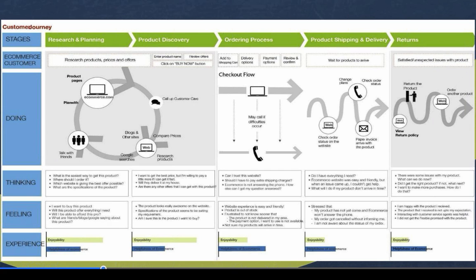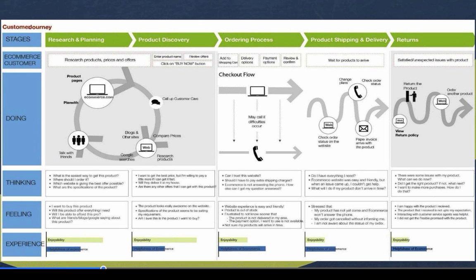Right, so this is a great example of a thorough customer journey map of an e-commerce experience that a customer may have through a website, and it really captures what the customer is thinking, what they're doing, what they're feeling, and then overall experience through the different phases of that customer life cycle in that experience. So at the top you'll see some stages of research and planning and product discovery, the ordering process, and then below that you'll see different touch points.